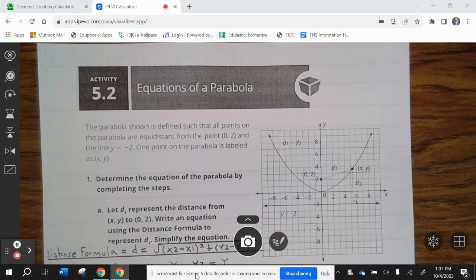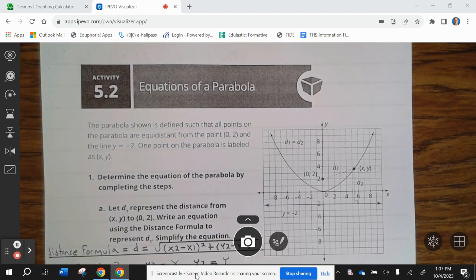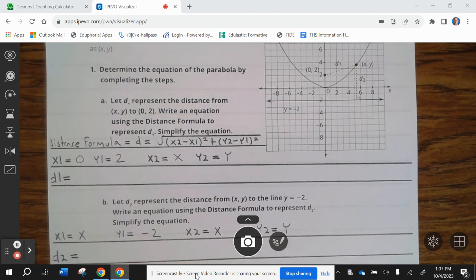All right, activity 5.2, equations of a parabola. The parabola shown is defined such that all points on the parabola are equidistant from the point 0, 2, and the line y equals negative 2. One point on the parabola is labeled as x, y. Determine the equation of a parabola by completing the steps. Let d1 represent the distance from x, y to 0, 2. Write an equation using the distance formula to represent d1.